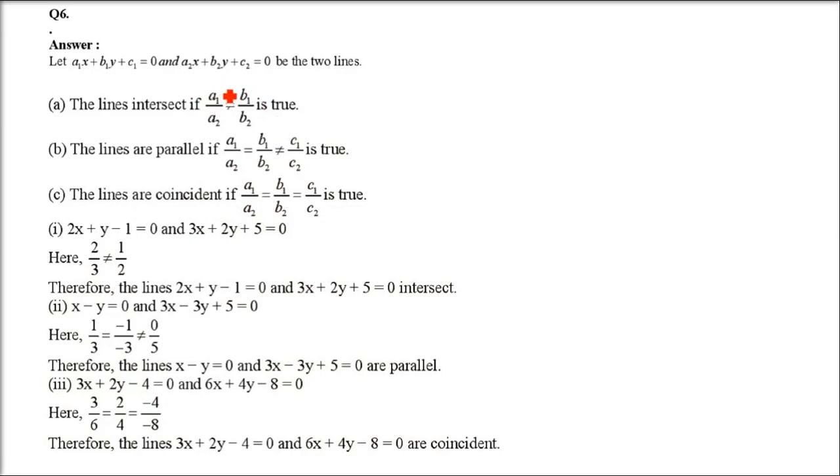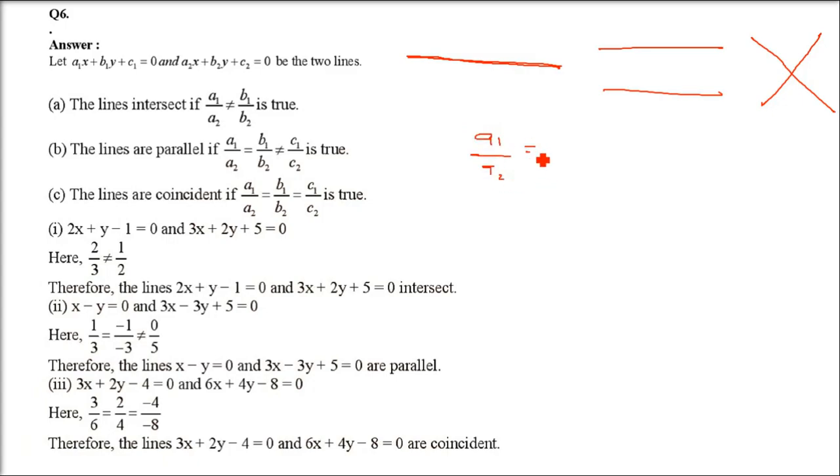Now this is question number 6. Classify the following pairs of lines as coincident, parallel, or intersecting. Coincident means one line is this, the other line is also this one, the same line. Parallel means one line is this one, the other line is this one, that is, the slopes are the same. Intersecting lines means they have some point in common.